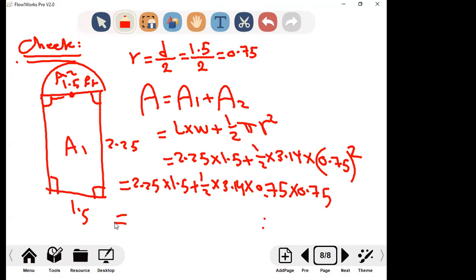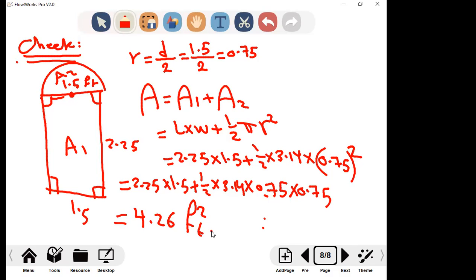The answer will be, so we have 2.25 multiplied by 1.5 plus half, which is 0.5, multiplied by 3.14 multiplied by 0.75 multiplied by 0.75. It will be 4.25, and after the 5, we have 8. So it will be 4.26 square what? Feet.